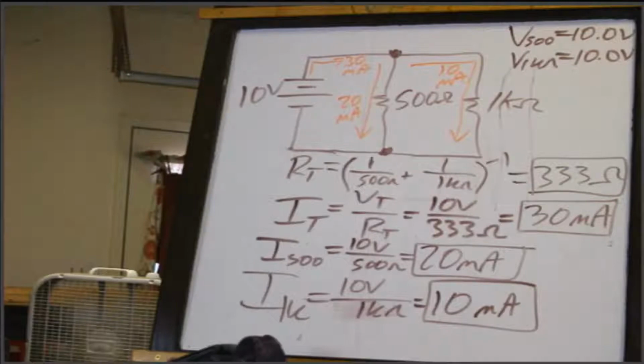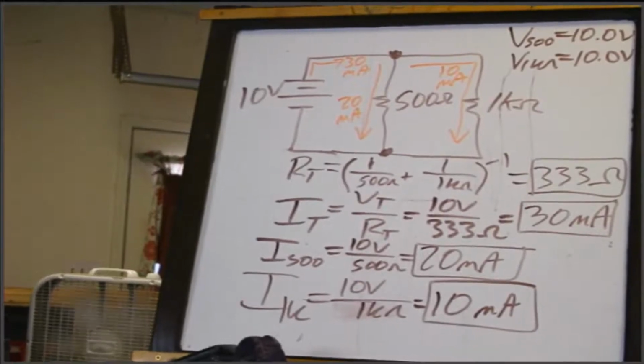We could just keep adding stuff in parallel, adding more loads, and as long as the supply could handle it, those two branches won't change, because those are still just 10 volts divided by 500, 10 volts divided by 1,000. But the total current will change, because you're drawing more total current from the source even though it's getting split up. That's the big difference between the two. All right, any questions? Yes, you got them backwards, John. That's okay, though. Let's keep going here.